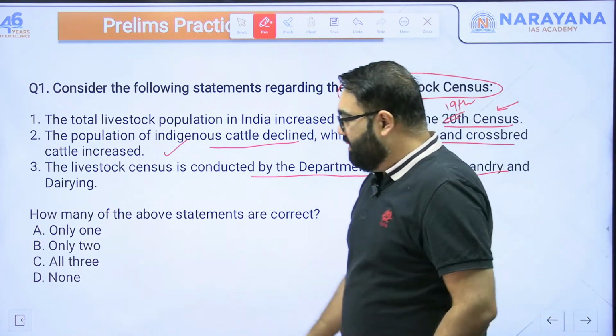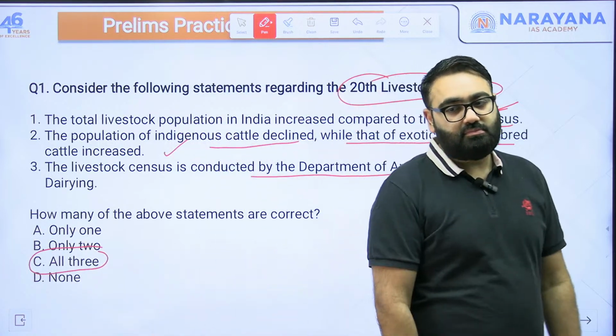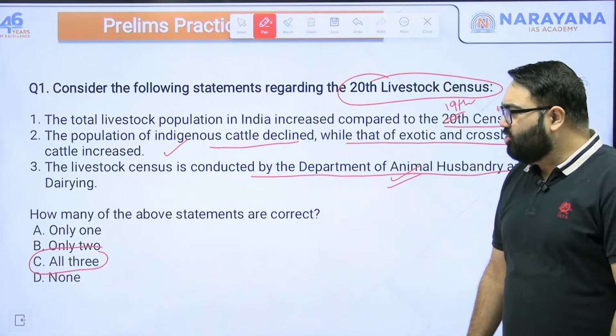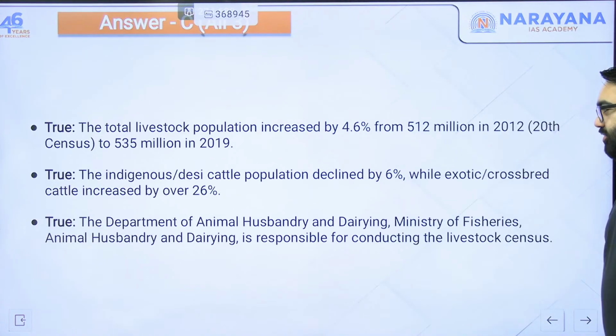All these three are correct. C would be the correct answer here. Okay. Not a difficult one to answer. All these three given statements are correct. You can take a screenshot here if you wish to. Moving on.